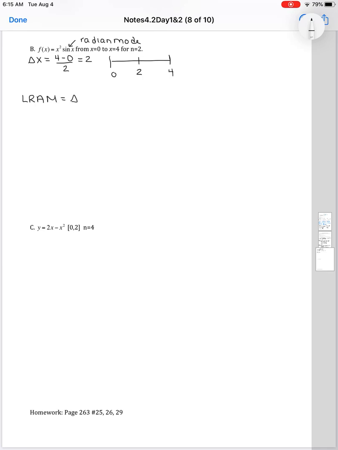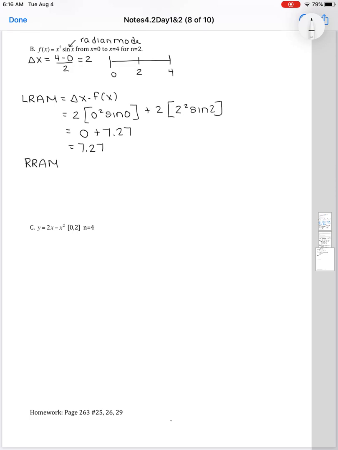So now, given that you see the sine function, this needs to have your calculator. It needs to be in radian mode, so make sure you do that. All right, so LRAM tells us it's delta x times f of x, and I only need 2 rectangles, so I only need to add 2 things up. So delta x is 2, and then it's 0 squared sine 0 plus delta x times 2 squared sine 2. 0 gets a 0. 2 gets a 7.27, which gives me an LRAM of 7.27.